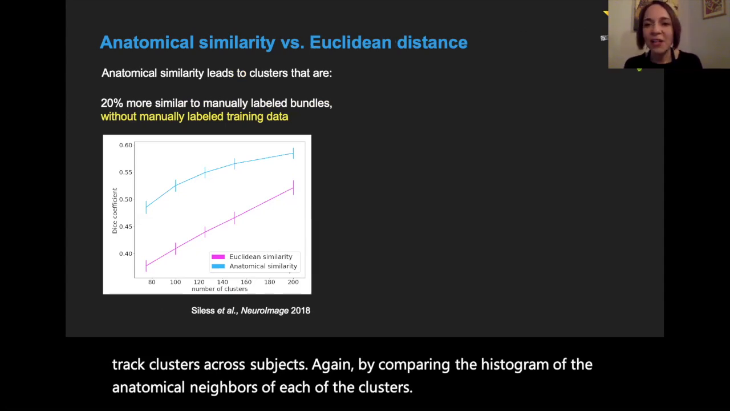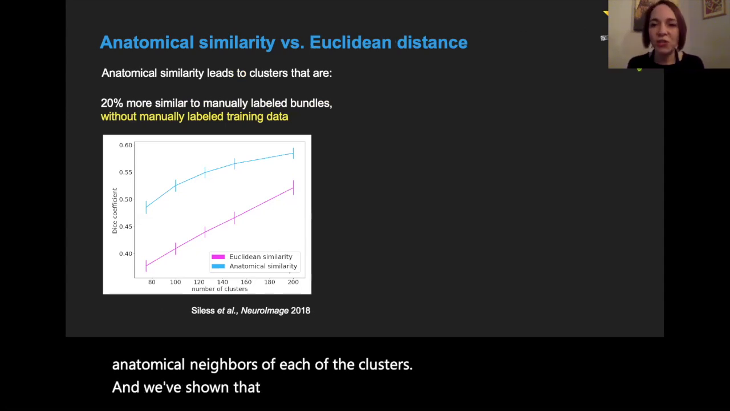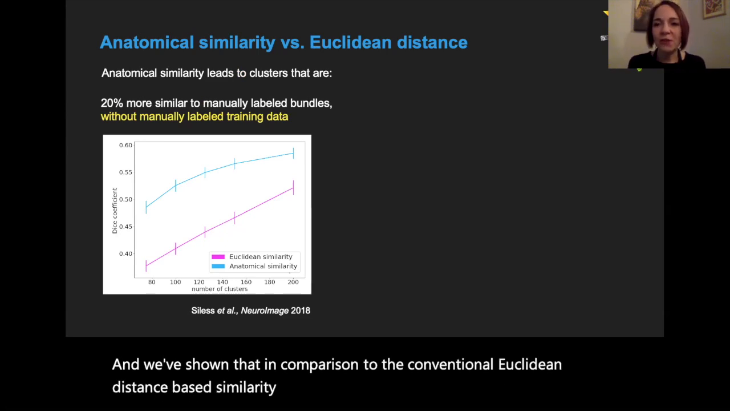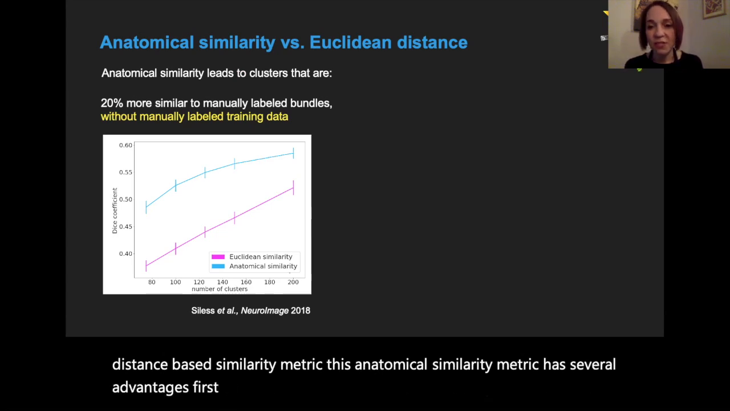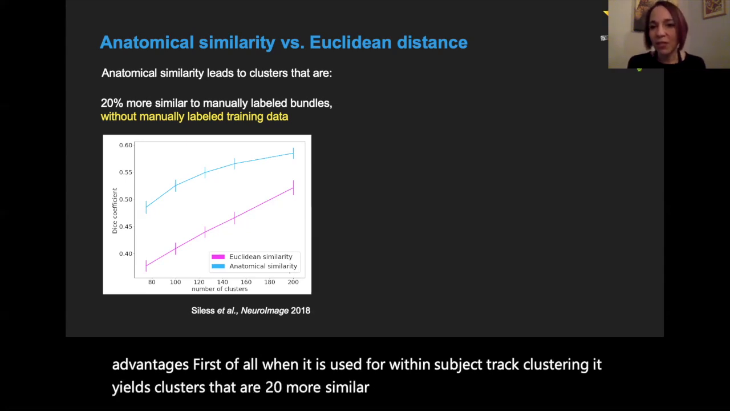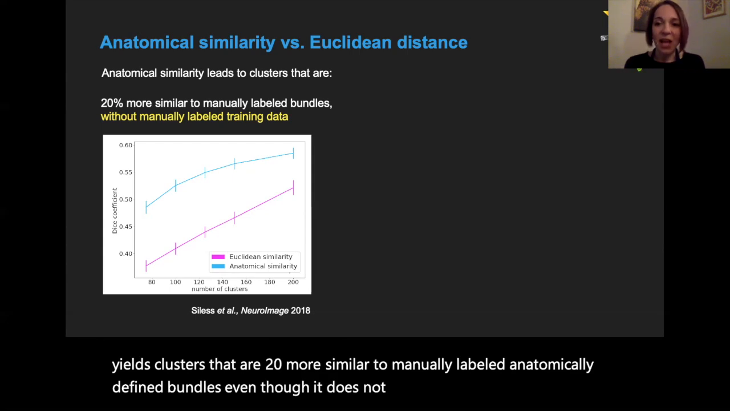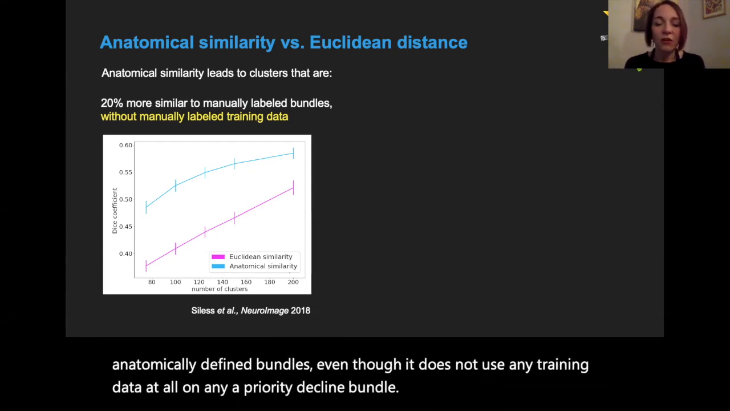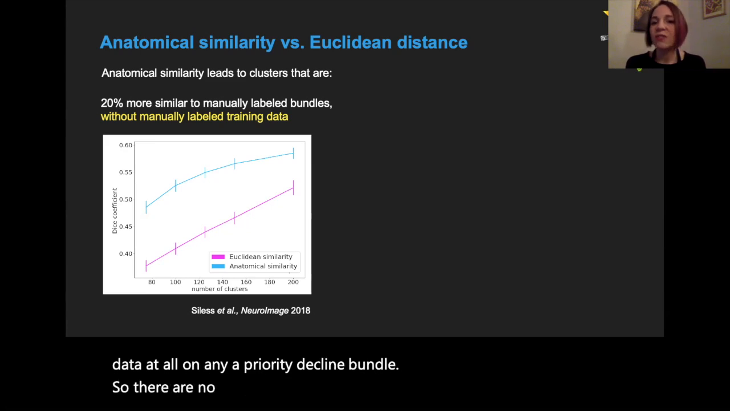And we've shown that in comparison to the conventional Euclidean distance-based similarity metric, this anatomical similarity metric has several advantages. First of all, when it is used for within subject tract clustering, it yields clusters that are 20% more similar to manually labeled anatomically defined bundles, even though it does not use any training data at all on any a priori defined bundles. So there are no priors here, and we only use the subject's own tractography data.